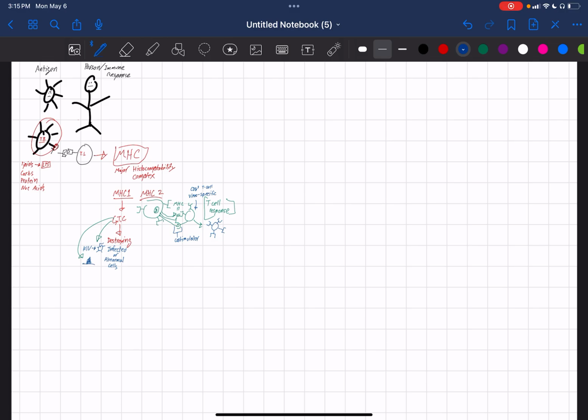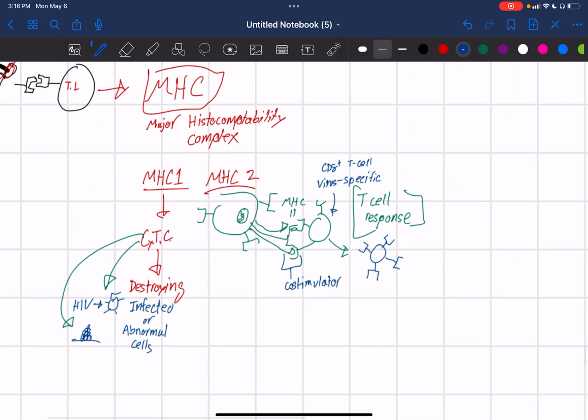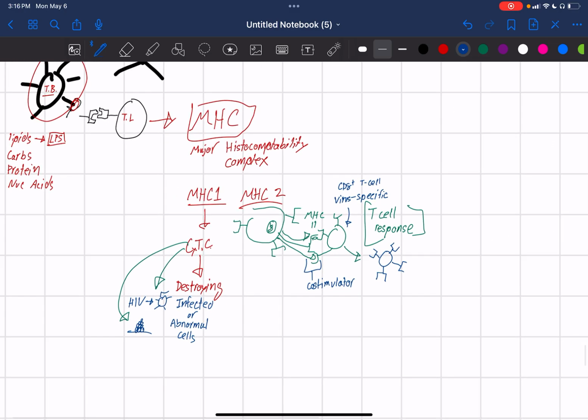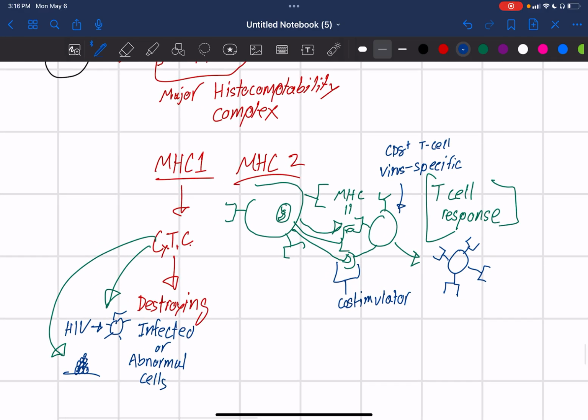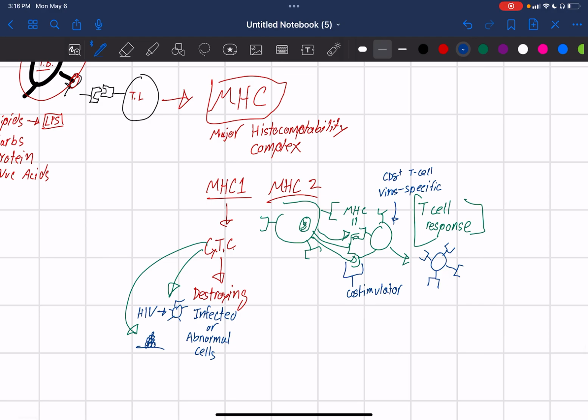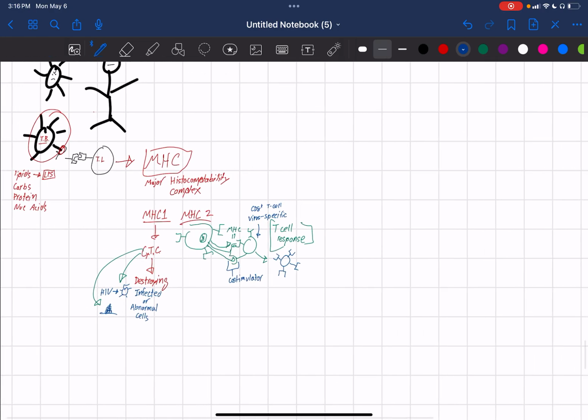So essentially, these two types of MHC molecules are essential for the immune system, since it can distinguish self from non-self and mount appropriate responses against antigens and abnormal cells. So depending on the type of pathogen or how it's in your body will depend on the type of MHC that's going to be used, right? So it's pretty important. So next, we're going to be going into antigens recognized by T lymphocytes.